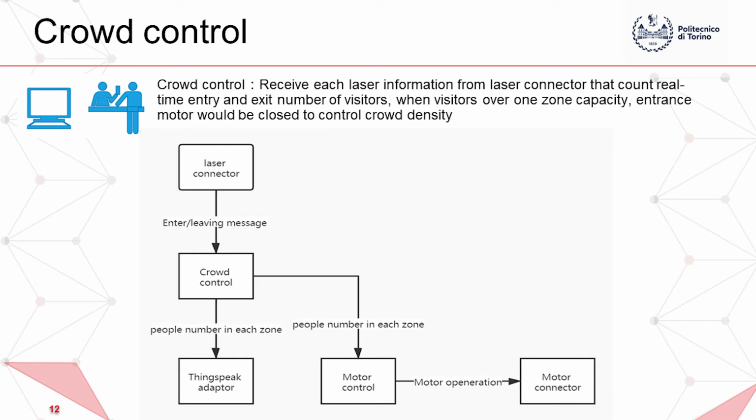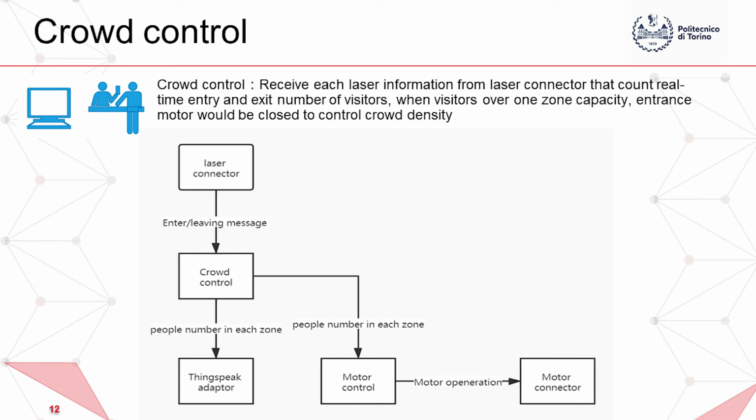In the crowd control section, the crowd control service subscribes to the topic that the laser connector publishes in order to obtain each sensor's enter and exit number information. The total number for one zone would be calculated by adding all enter numbers and subtracting all leaving numbers.